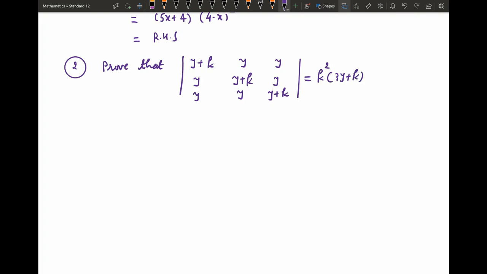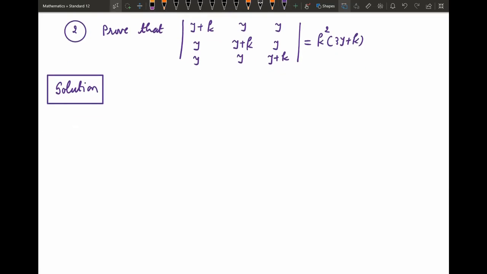So again it is very simple. Solution: we will prove LHS equal to RHS. So let us start with LHS. y plus k, y, y plus k, y.